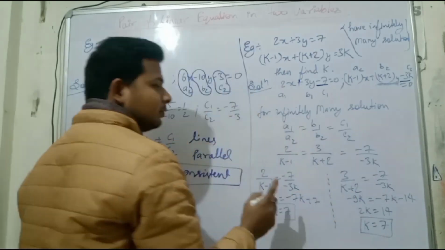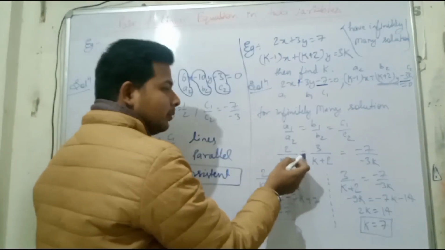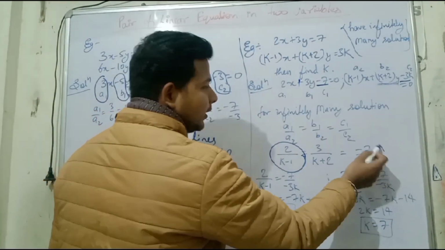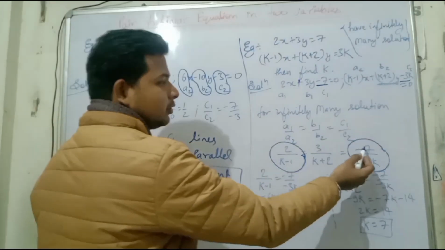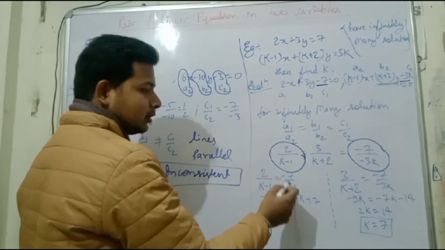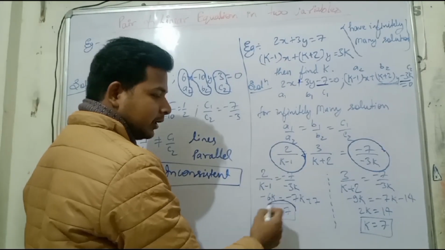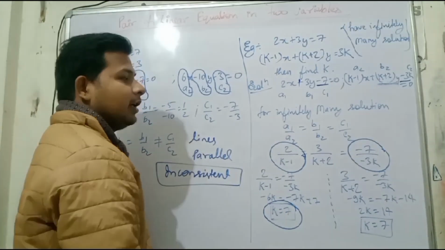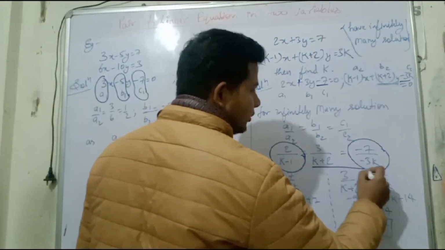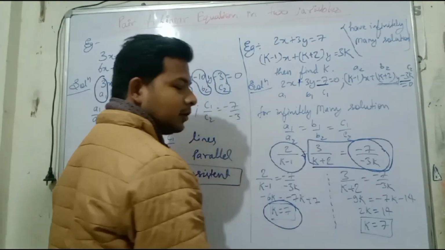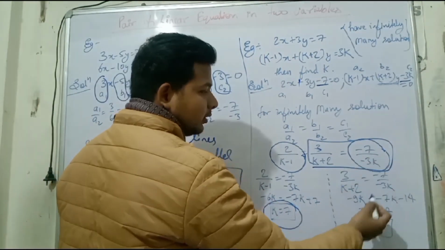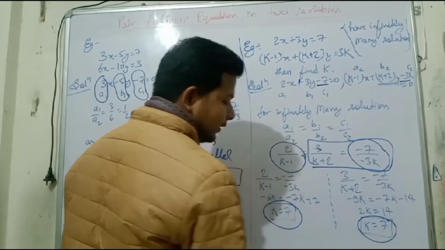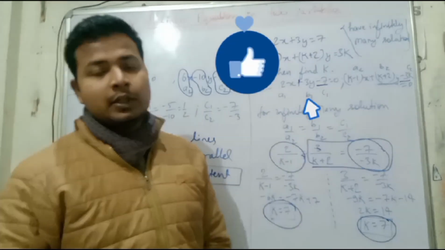Now take one by one. Because all these three are equal, we can equate first and last. 2 upon k minus 1 will be equal to minus 7 upon minus 3k. Just cross multiply it, solve it, you will get k as 7. Similarly, if you take these two terms first and cross multiply, you will get your answer as 7. In both the conditions, you will get the same answer.